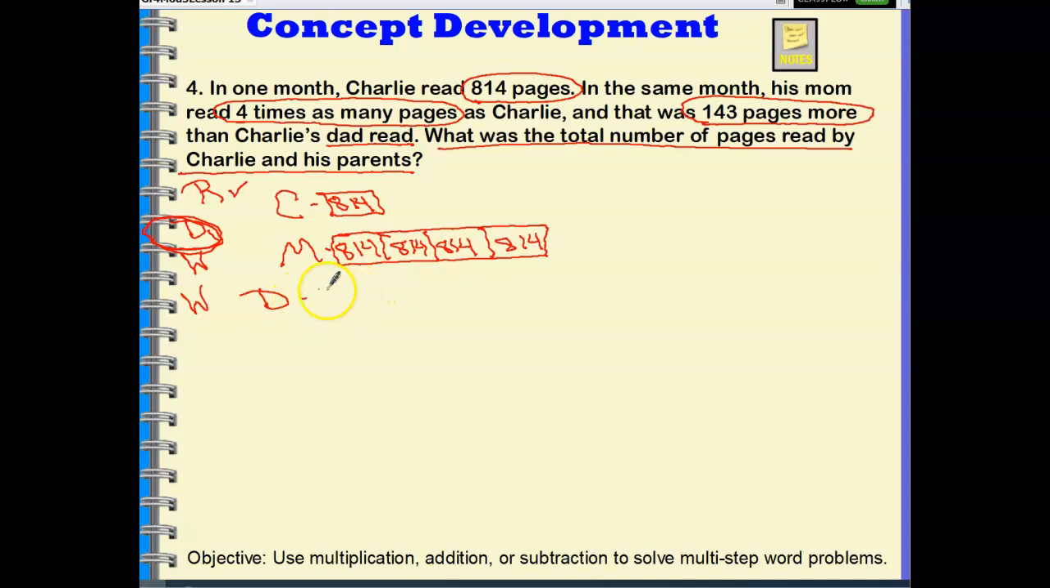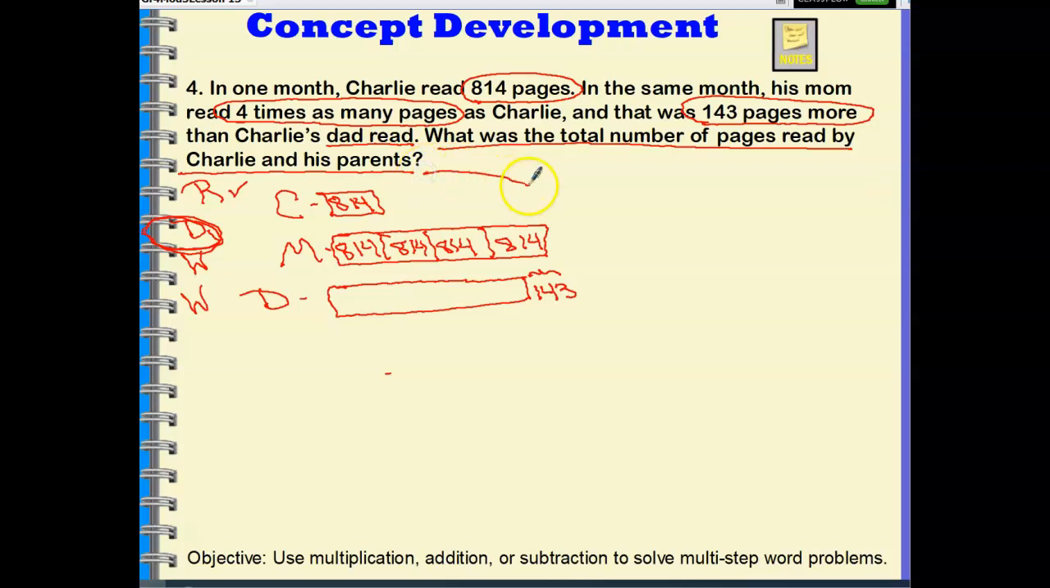So we have to really think through what this is telling me here about Dad. This amount that Mom read was 143 pages more than Dad read. So that means that Dad did not read quite as much as Mom. So Dad's tape diagram is not going to be as long as Mom's because this last little part right here, he read 143 pages less. So whatever Mom read, Dad read 143 pages less than that. So that's what this 143 here stands for.